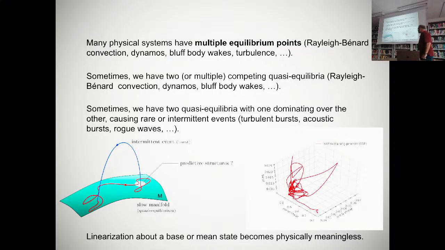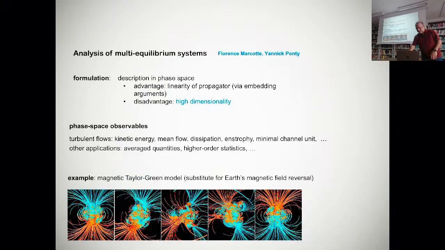Linearization about a base or a mean state becomes physically totally meaningless, because if you take just analysis.